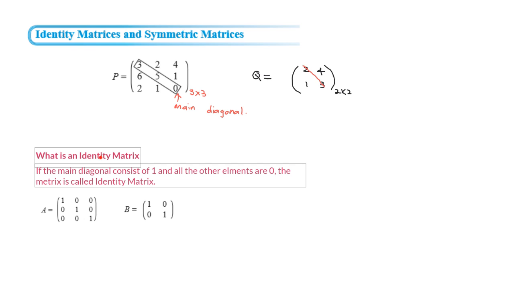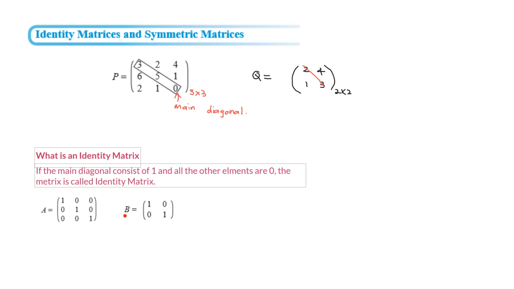Then, what is an identity matrix? If the main diagonal consists of 1 and all the other elements are zeros, the matrix is called identity matrix. Look at these examples. You have A: 1 0 0 0 1 0 0 0 1. So this is the main diagonal here. You have only ones there, others are 0. And look, this is an identity matrix.